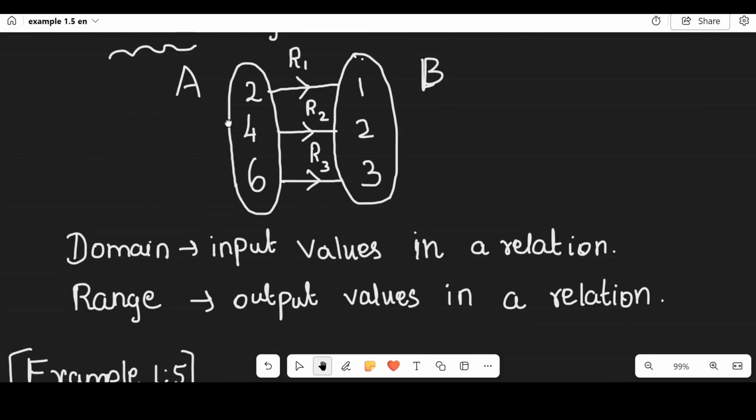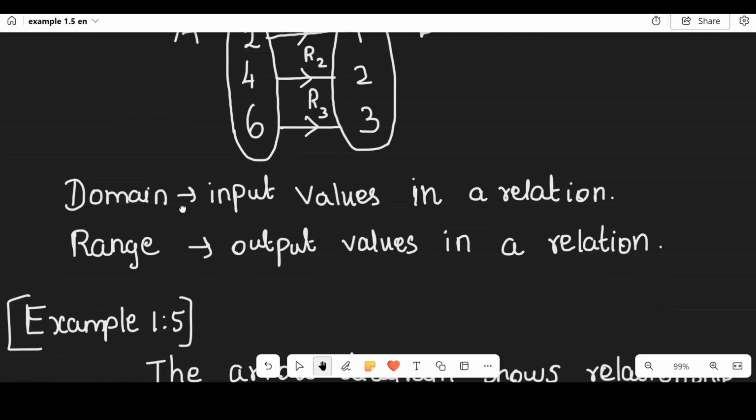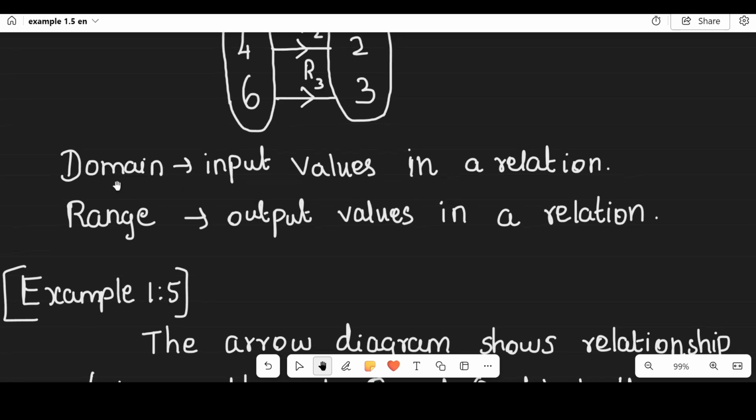Now here I can write: domain is nothing but the input values in a relation. Range is nothing but the output values in a relation. And next is example 1.5.